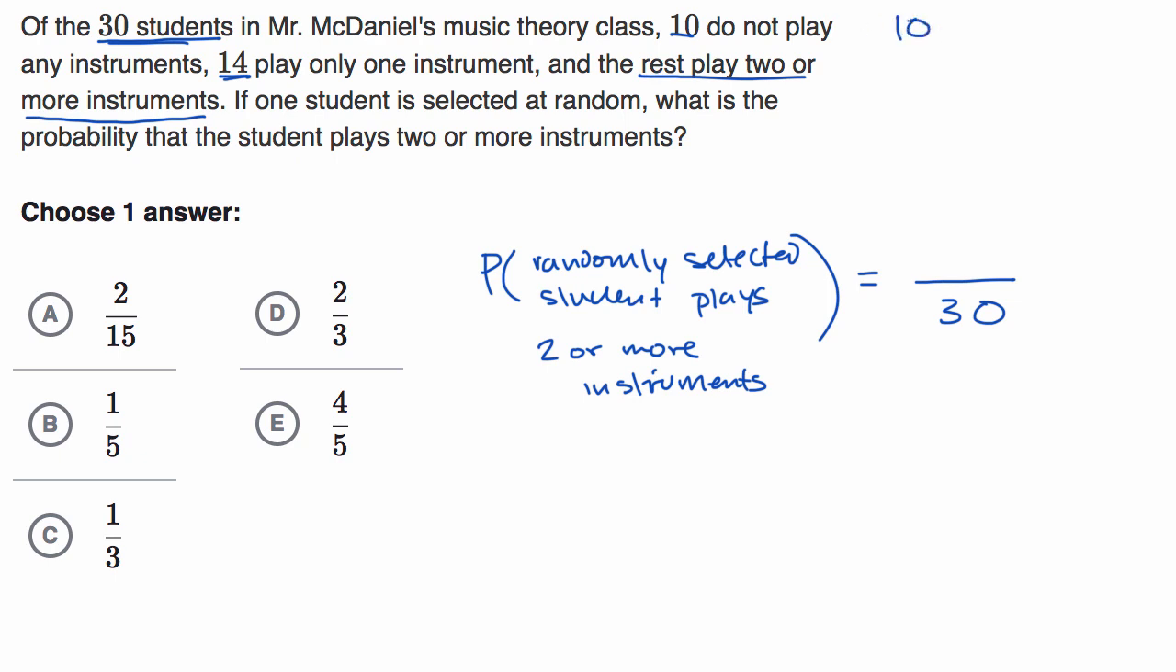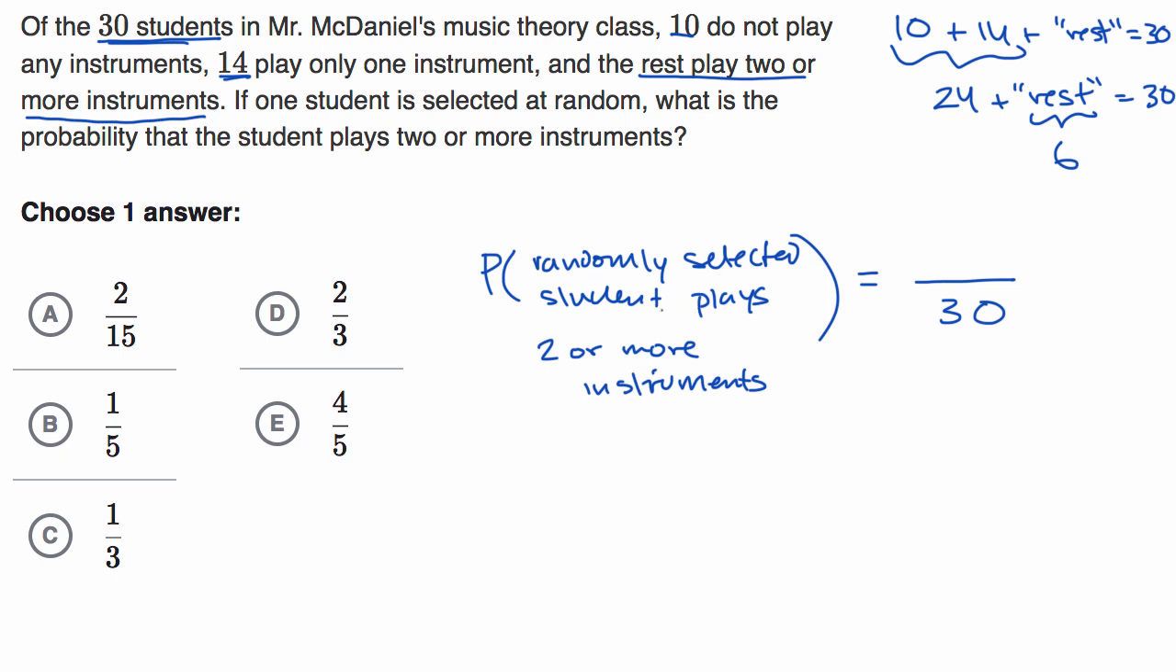So one way to think about it, 10 plus 14 plus the rest, I'll put that in quotes, needs to be equal to 30. This is no instruments, this is one instrument, so that's 24 play one or fewer instruments, plus the rest that they talk about, and these are who we are interested in. These are the people who play 2 or more instruments, is equal to 30. And so we know that 6 students play 2 or more instruments. They could have said, and 6 play 2 or more instruments, but they wanted us to figure that out.